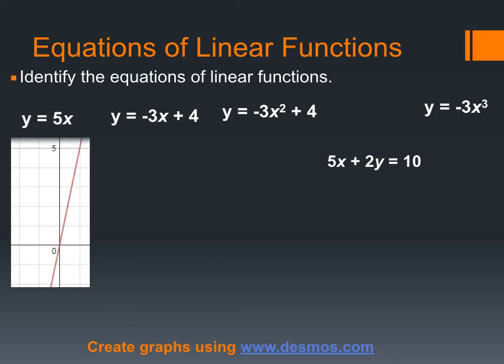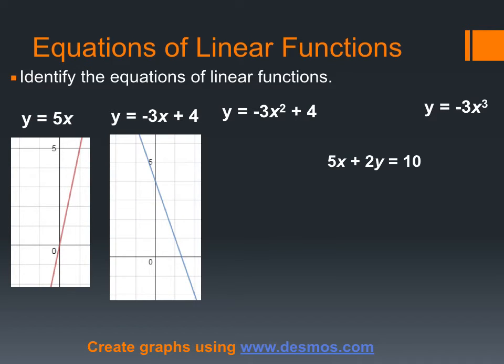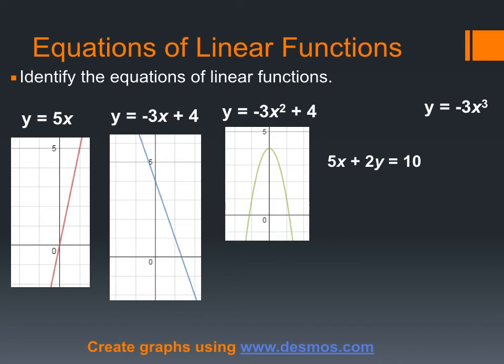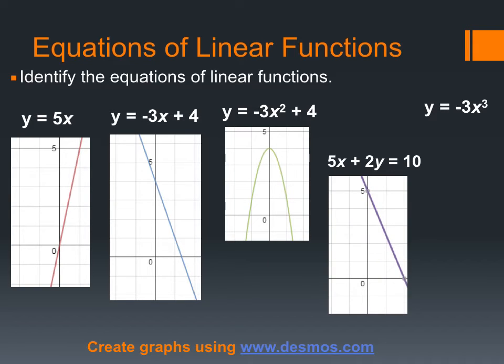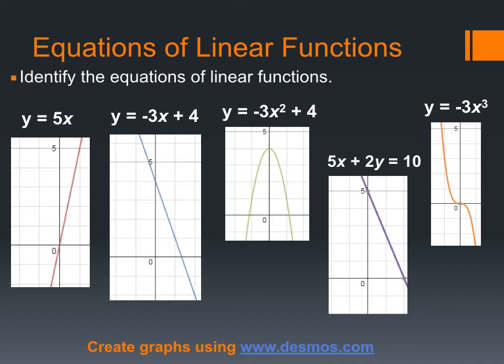So the first one looks like this: y equals negative 3x plus 4, negative 3x squared plus 4, 5x plus 2y equals 10, and y equals negative 3x cubed. Of these, can you see which ones are linear? It's just the graphs of the straight line, right? There's only 3 of them that are linear.